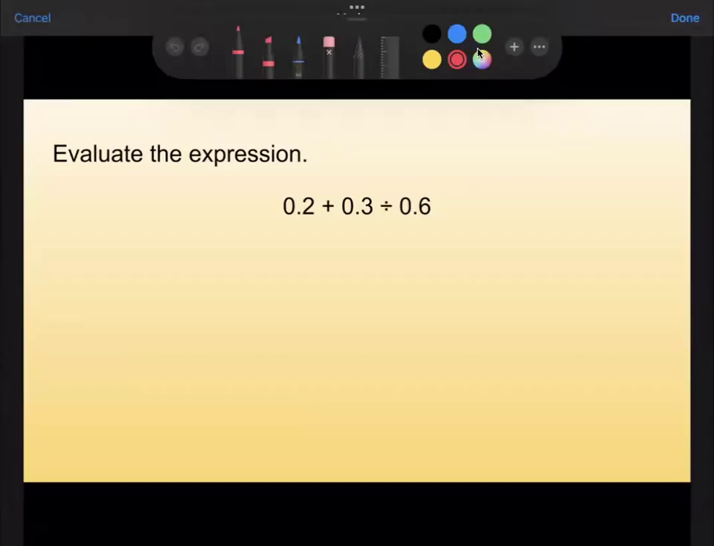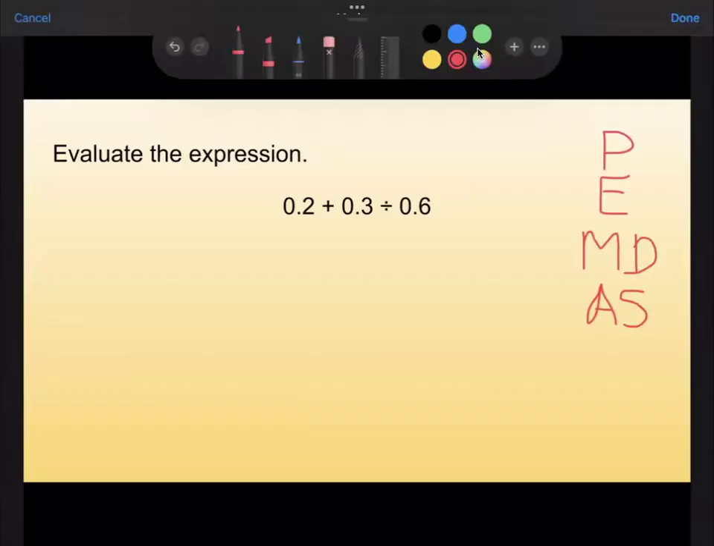Okay, so let's do some examples together. First, we're going to evaluate the expression 0.2 plus 0.3 divided by 0.6. Even though these involve decimals, we're still going to be following the order of operations, or PEMDAS. If you need to write that off to the side just to keep yourself on track, you can totally do that. But after a while of doing this, you'll probably start memorizing it and won't need to write it, and that's totally fine.